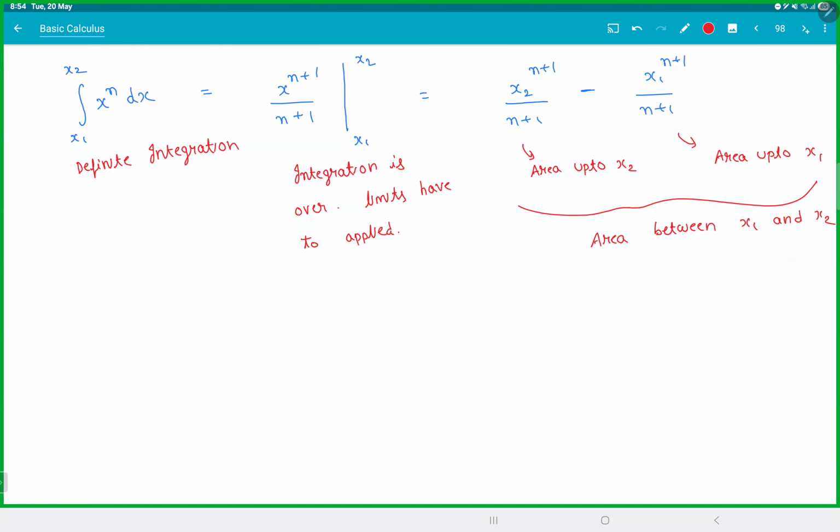Are you getting the meaning of this? Again, see, this is the process. First you integrate, then you put a straight line. The straight line meaning integration is over, you have to keep the limits. How do you put the limits? Put the upper limit x2 first, then put x1 and then subtract them.